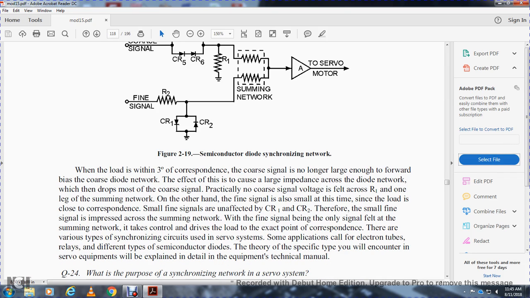When the load is at 3 degrees, the corresponding coarse signal is no longer large enough to forward bias the coarse diode network. The effect of the large impedance across the diode network drops off most of the coarse signal, with practically no coarse signal voltage felt across the resistor.